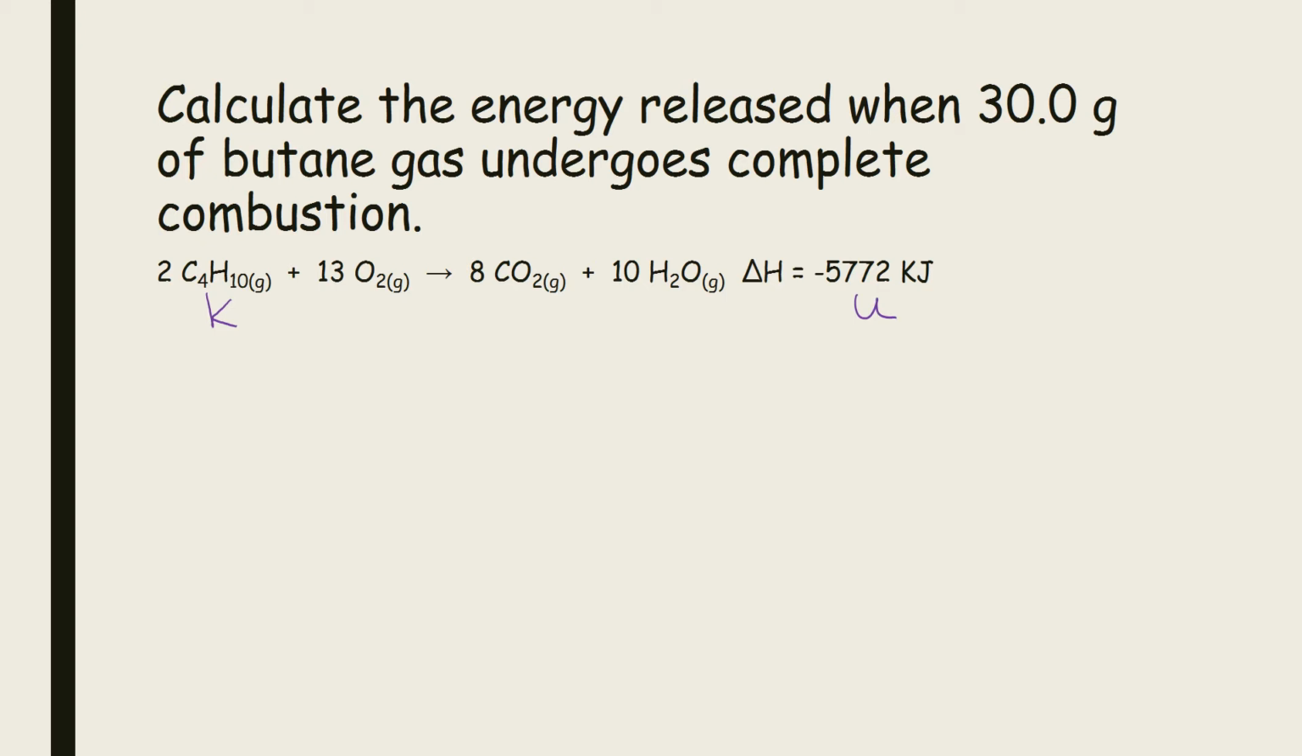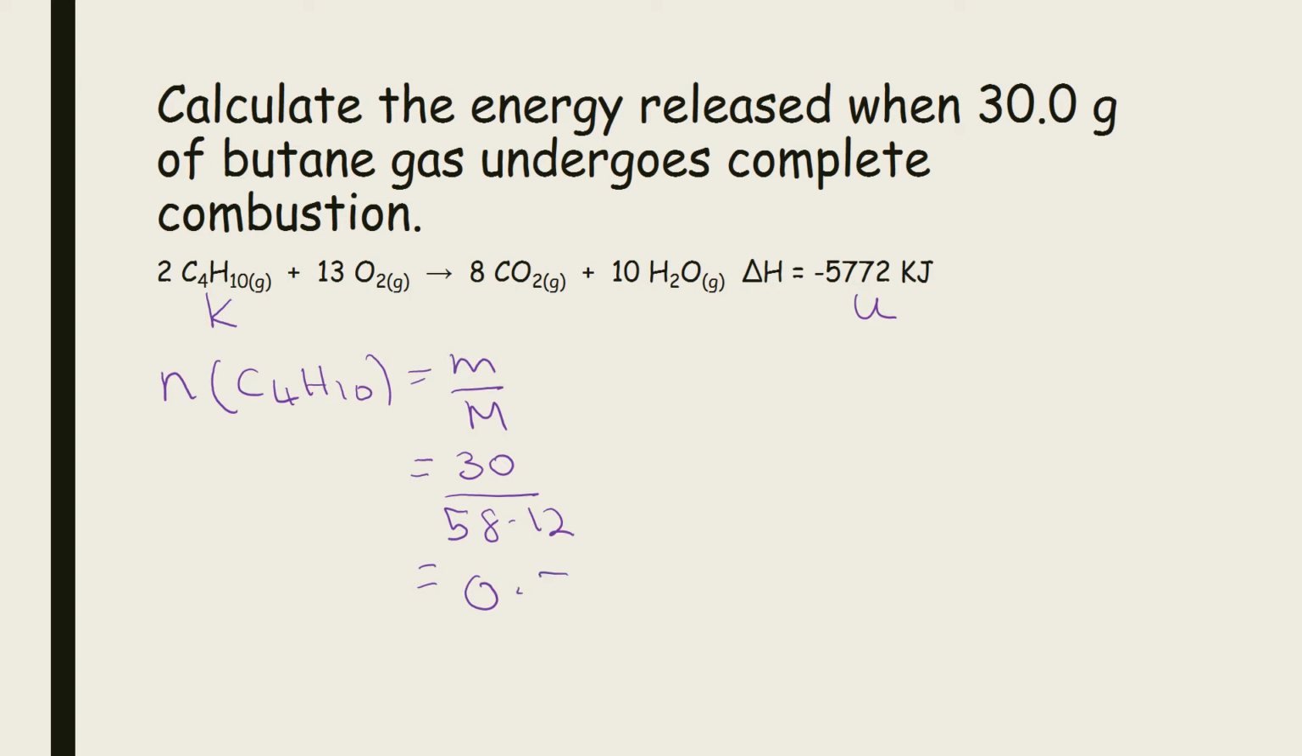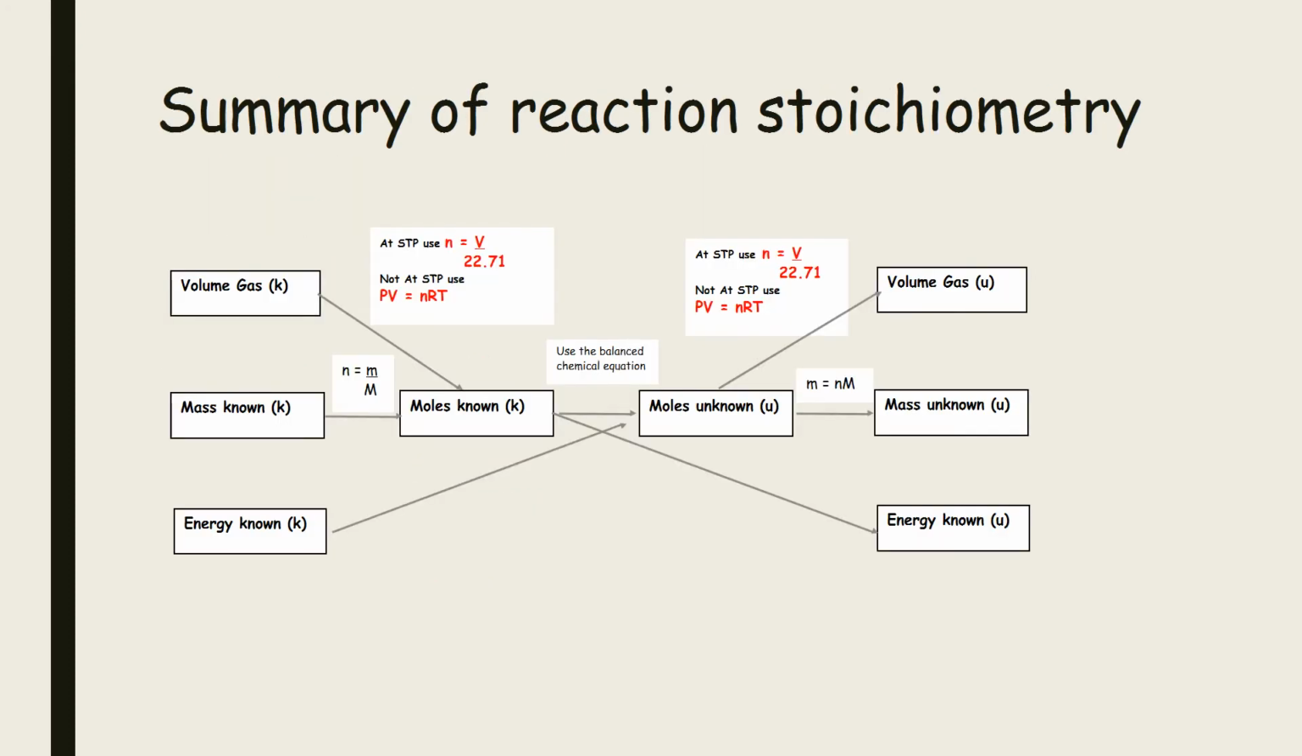Let's find the number of moles of butane. So we go the number of moles of C4H10 is equal to a mass over a formula mass. The mass in this case is 30 grams. The formula mass, I'll go to the periodic table and add it up, is 58.12, and this comes out to 0.51617 moles. Now we've got the moles known, we're going to use our balanced chemical equation in order to determine the amount of energy released.